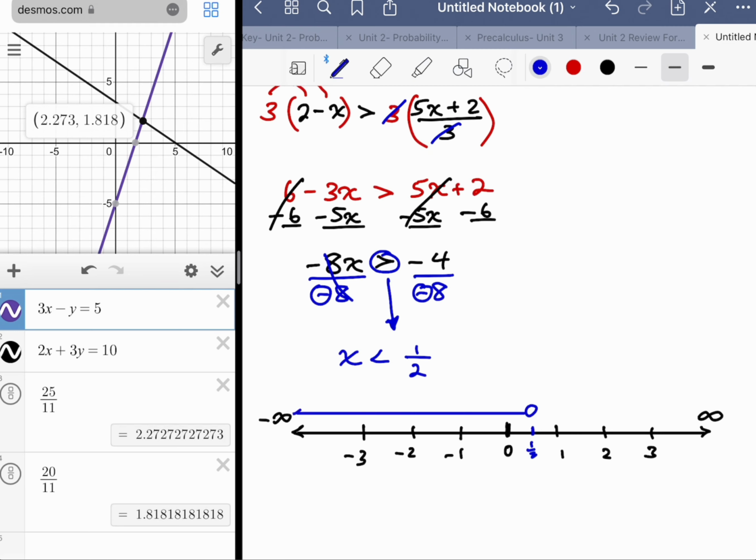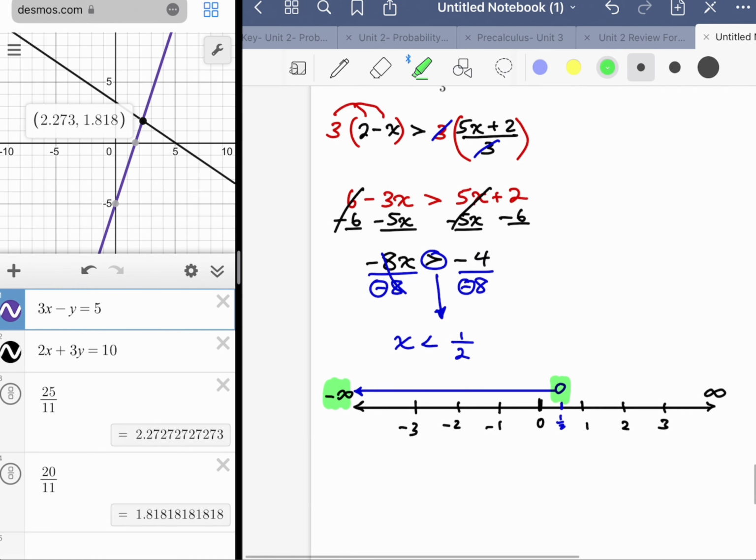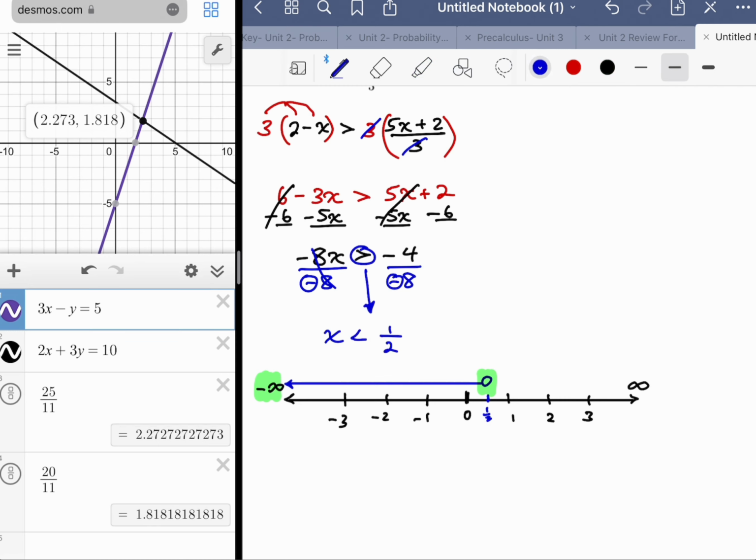When it comes to interval notation, again, it boils down to the start and the stop. So my start is negative infinity. My stop is 1/2. Infinities get parentheses. Open circles get parentheses. Only closed circles get the square brackets. That's the only instance in which there's a square bracket involved.